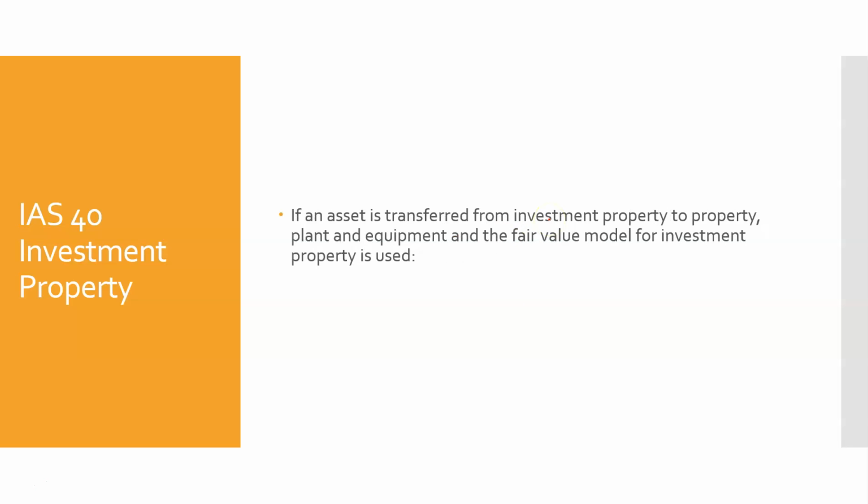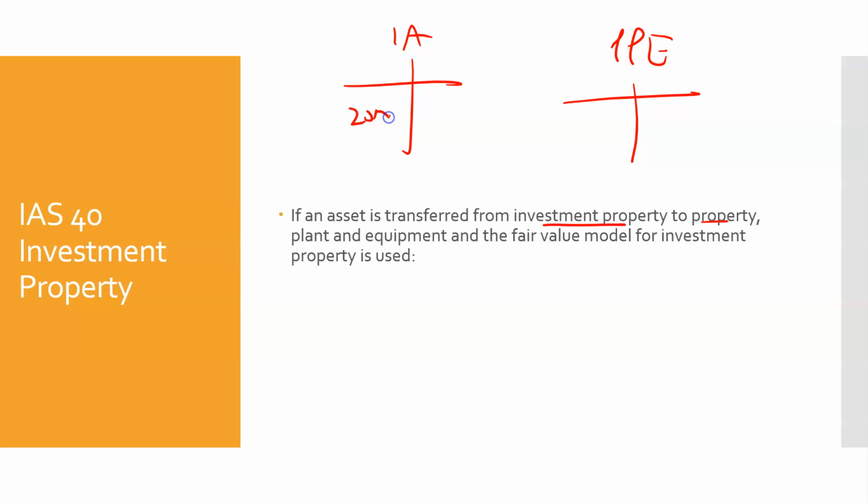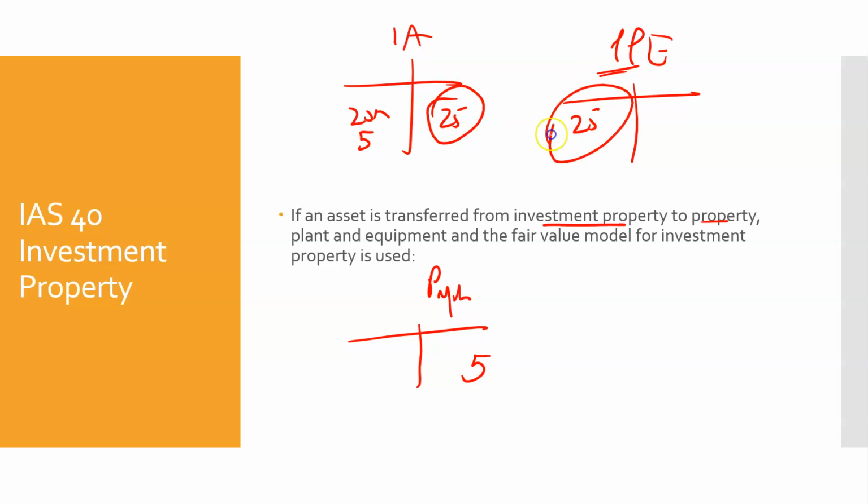If the asset is transferred from investment property to property, plant and equipment, so you've gone from investment property to PPE, imagine it was 20 million. The first thing you need to do is revalue it to fair value, and then recognize. Imagine you revalue to 25, so now you have a profit of 5 million. And then you derecognize it from the investment property and put it into PPE at 25 million.